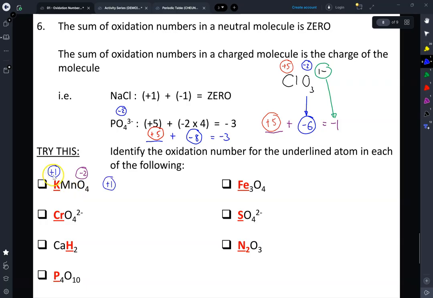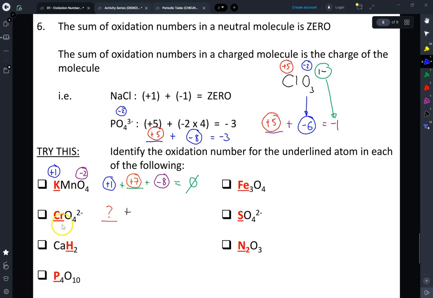So we have an oxidation number of +1 for the potassium. We don't know the oxidation number for manganese. And since we have 4 oxygens, each with an oxidation number of -2, so -2 times 4 equals -8. And since this molecule has no overall charge, this all must add up to 0. So the only number that can make this equation correct is if manganese had an ON value of +7.